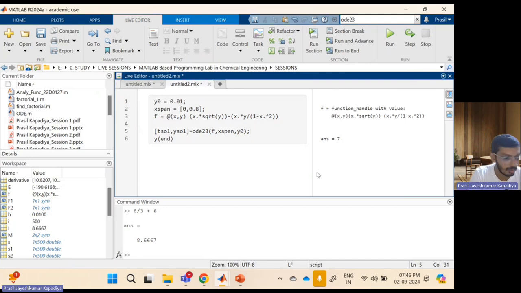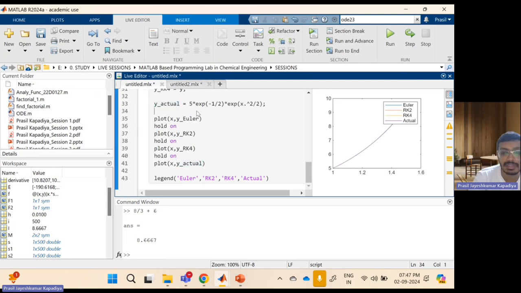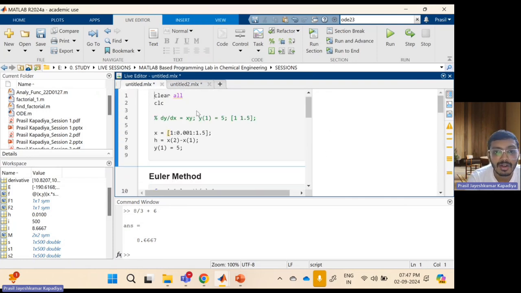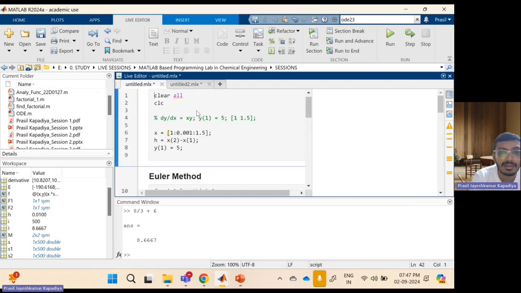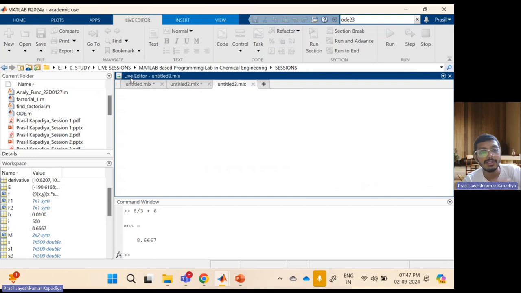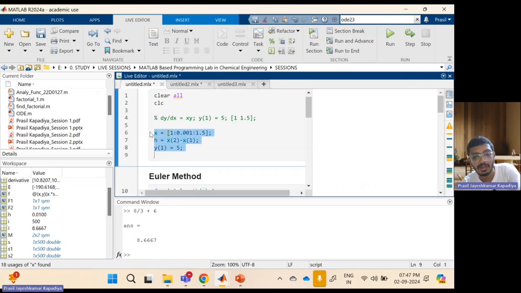The answer that we are getting is 7. No, the answer is not 7. Not y of n, y sol of n. That is coming out as 0.0465. This solution we need to print. So this is a really simple way to solve this equation using ODE23. Let me do it in a new space. These things will be remaining the same. Correct?